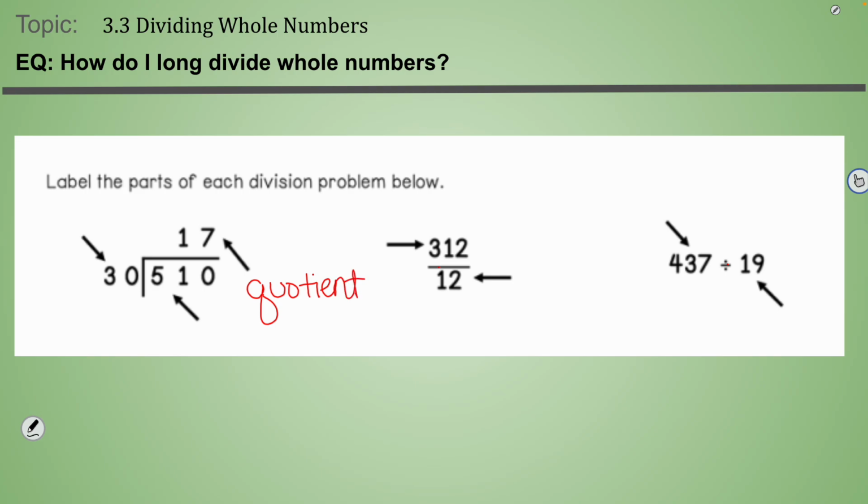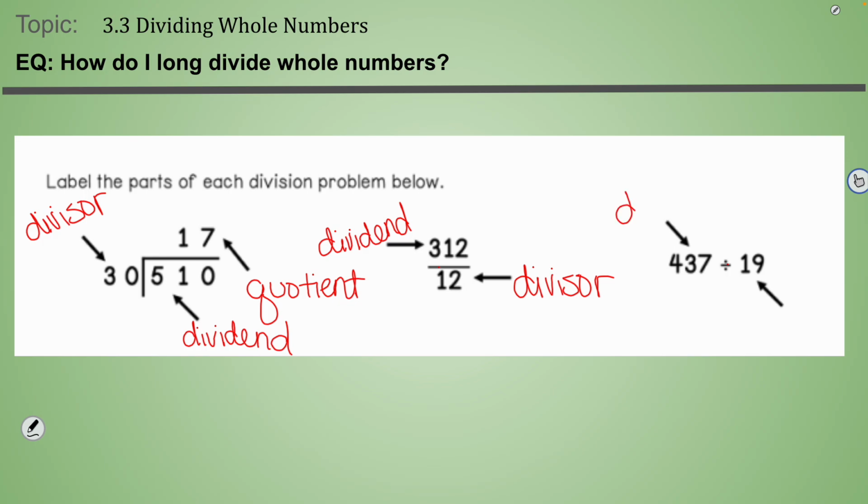This is the form that we're going to be using most today. The first number is called the dividend, and the second number, the number you're dividing by, is the divisor. In this problem, the top number is the dividend, the first number. The second number is the divisor. And lastly, again, the first number is the dividend, and the second number is the divisor.